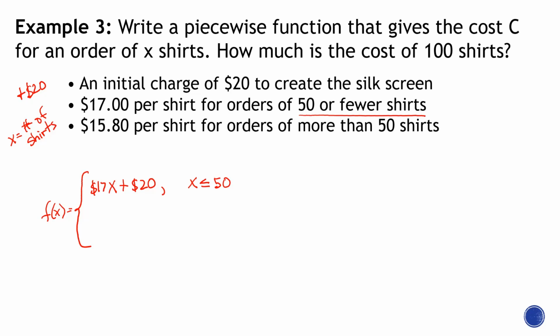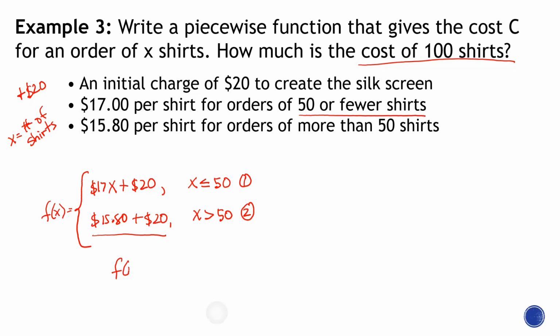The next formula will be $15.80 plus $20. That is if you're going to order more than 50 shirts. So this is the piecewise function that represents the problem. Let's answer the question. How much is the cost of 100 shirts? The first question we need to ask ourselves is, is 100 part of what domain? First or second domain? Obviously the second domain, so that means we will be using this formula.